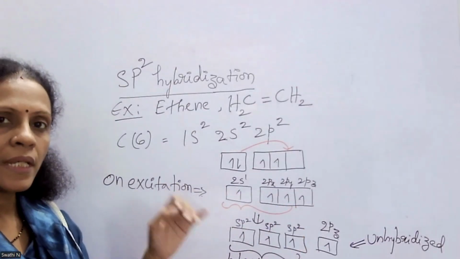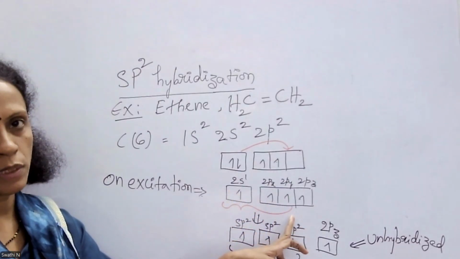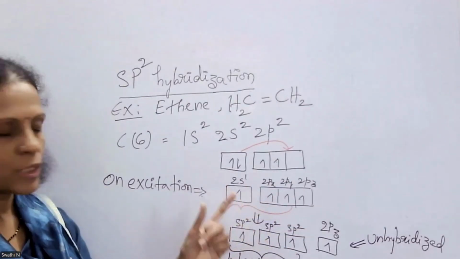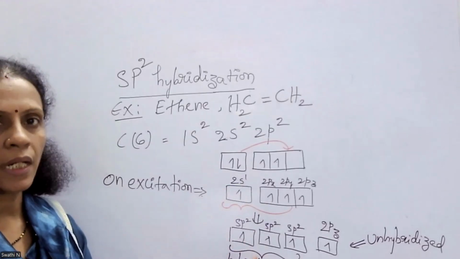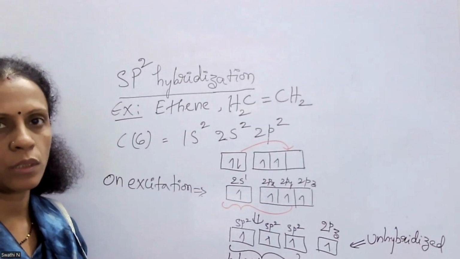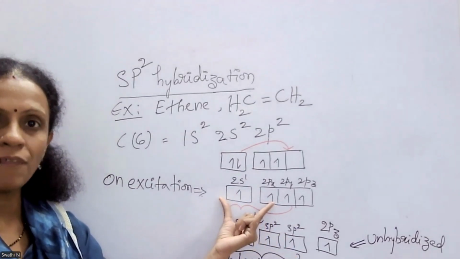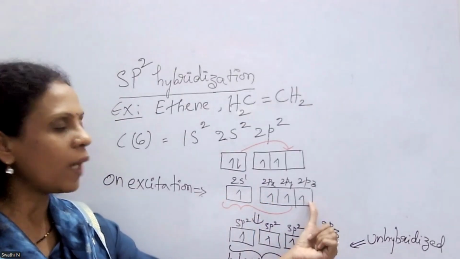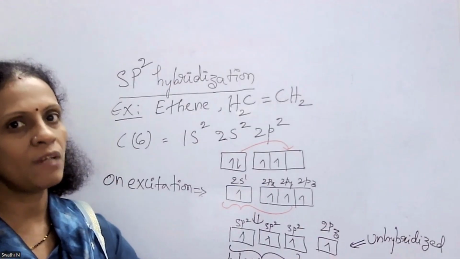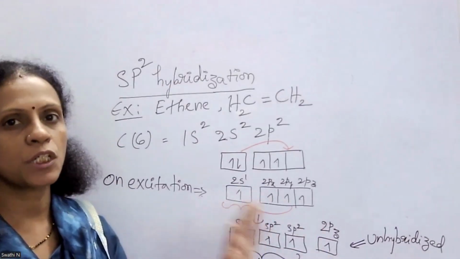Now in the next stage, one s orbital intermixes with 2 p orbitals. Okay, so 1 plus 2, 3. So that is how here we get 3 equivalent-energy sp2 hybrid orbitals. So these 3 hybrid orbitals are formed because of sp2 hybridization. Now you can see here there will be one 2pz orbital left over which is unhybridized. That means it is not participating in the hybridization process.